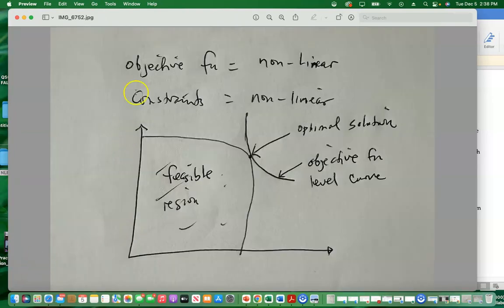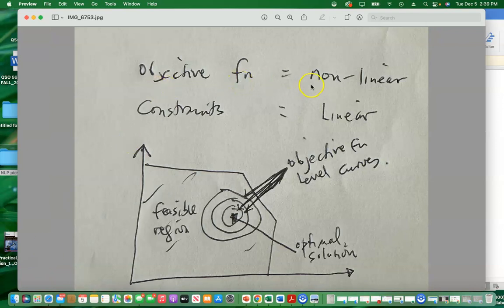And here we have an objective function that is non-linear because it is concave, and also we have constraints that are non-linear, and here you can see the shape of the constraints is convex. And so the objective function touches the constraints where we can find our optimal solution, and this will be the feasible region. So the objective function and constraints are both non-linear. In this case, the objective function is non-linear, but constraints are linear.